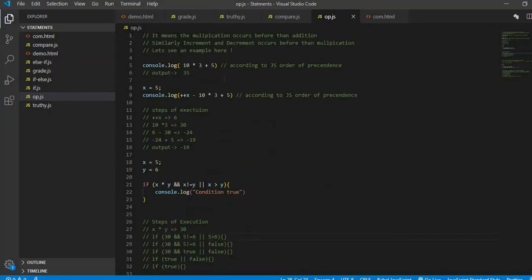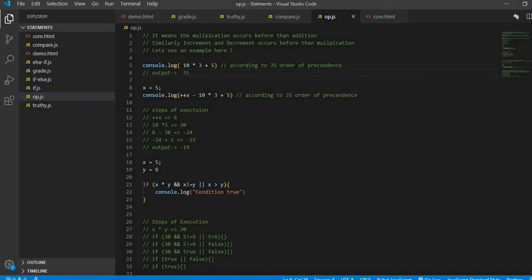Let's see the steps. For instance, in console log, I have 10 into 3 plus 5. Multiplication will be done first, then addition. In console log, the answer will be 35. The higher precedence is operated first, then the next. Like the plus plus operand here. Its precedence is higher, so plus plus will be done first.